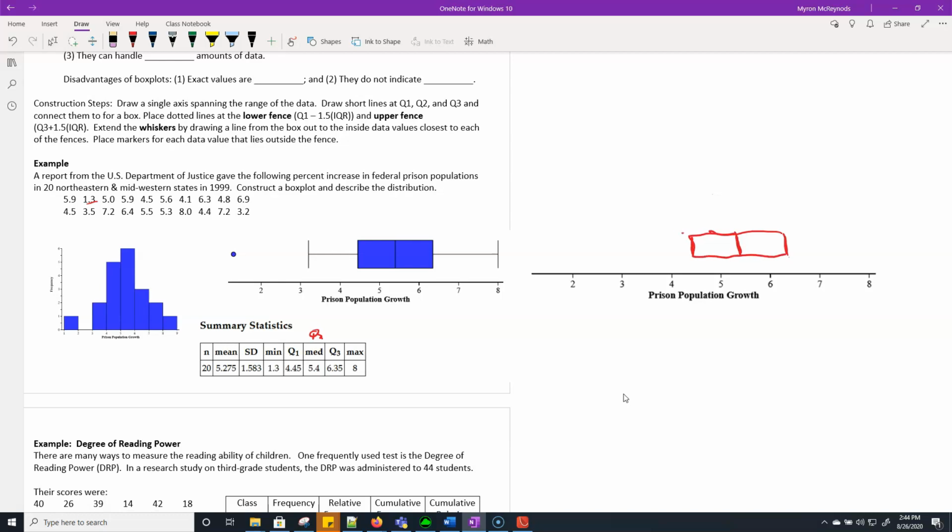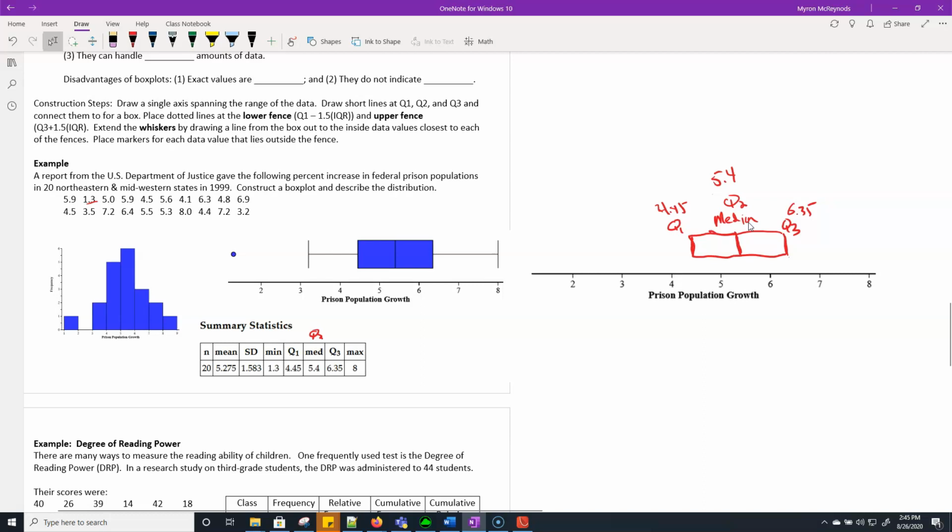Let's label that a little better. Q1, the median, and Q3. You pretty much never call that Q2. People always call the second quarter, which is the halfway point, the median. I mean, you can leave it Q2 if you want to. So that is 5.4. Q1 is at 4.45. And Q3 is at 6.35. And so that's how you draw those.